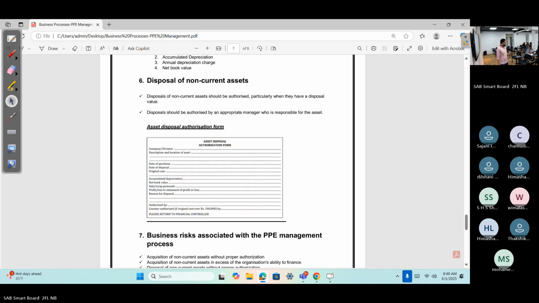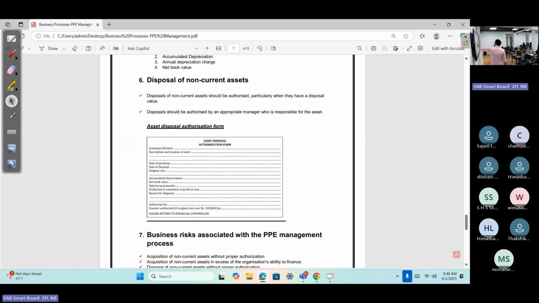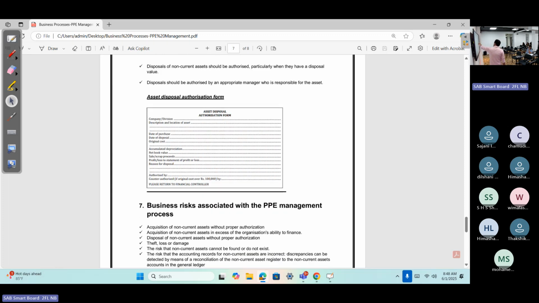Same as the addition authorization form, here also there is an asset disposal form. There you have to mention the company information, company name, date of purchase, date of disposal of the particular asset, original cost of that asset, estimated depreciation, net book value, sales proceeds, and what the profit is. So disposal-related things must be included in the disposal authorization form. Keep in mind one thing: same as addition, for disposal also, approval must be taken from the authorized person.